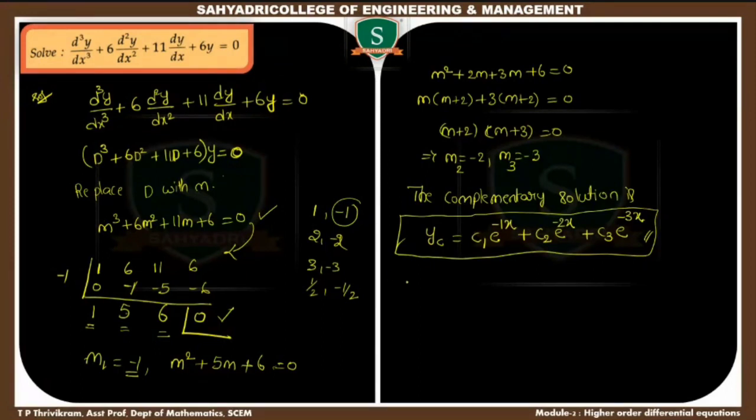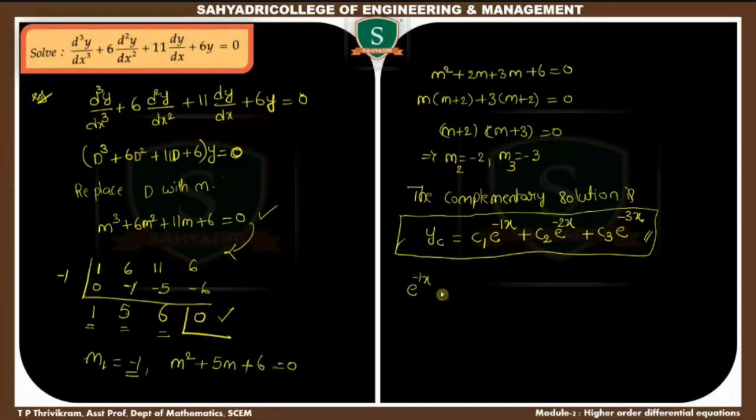One more doubt: why do you have to take the exponential of that only? Suppose I got m as this much. Why should I take e power something into x? This may be your doubt. E power minus 1 x, why should I write like this only? So what I'll do is I'll substitute this in the place of y. Let us check what happens.